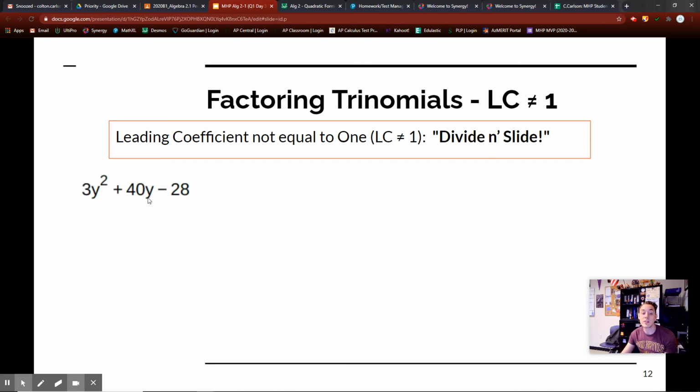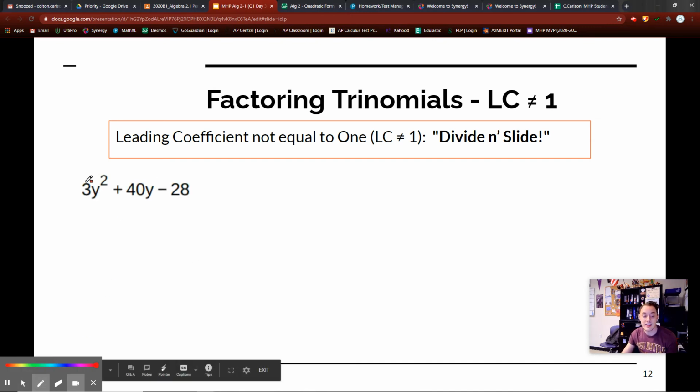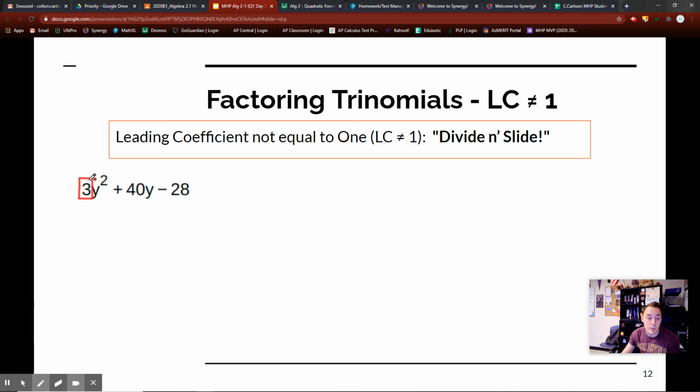Okay, so what if I have something like this? Now notice in the previous examples, we didn't have a number attached here. But now that we have a number here, what are we going to do? Are we going to freak out? No, we're not going to freak out. What we're going to do is follow the example of my divide and slide. So my first step is to take the 3 times the negative 28. So I'm going to do that off to the side. This gives me negative 84.